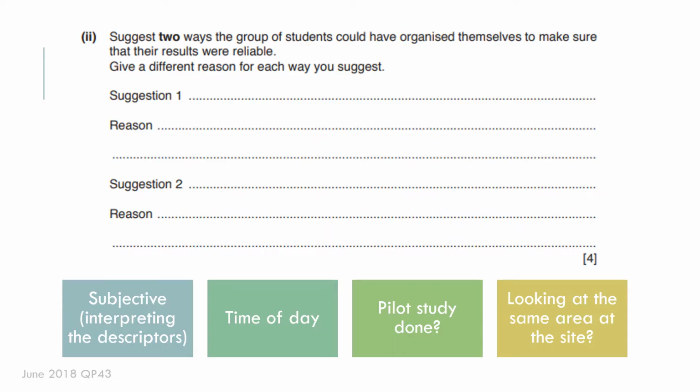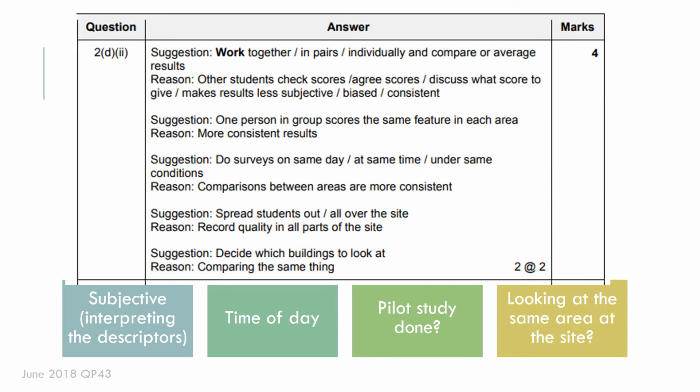So, suggest 2 ways the groups of students could have organised themselves to make sure that their results were reliable. Again, I've included the 4 things at the bottom. So, I'm going to leave this on the screen for you. These are something that would be really helpful. So what they're doing is, how do you reduce subjectivity? How do you ensure the same time of day? What about a pilot study?